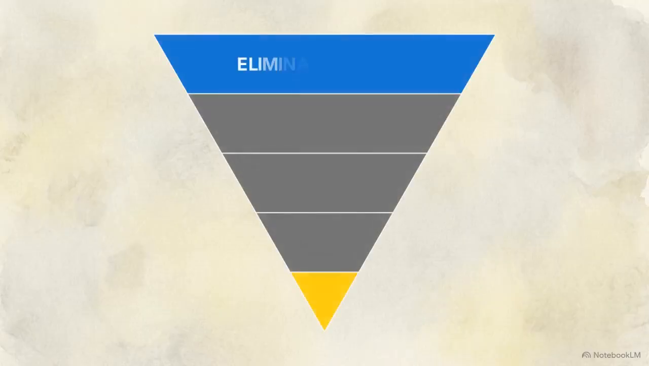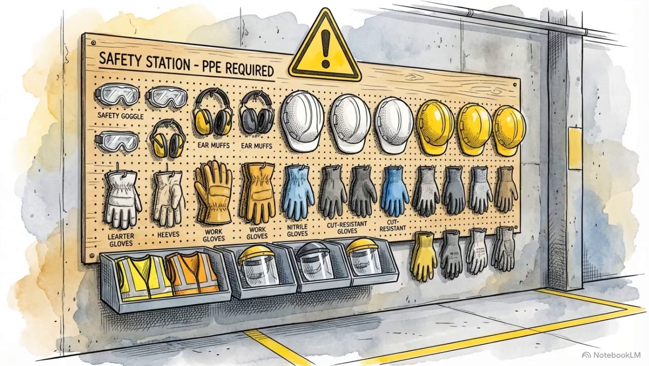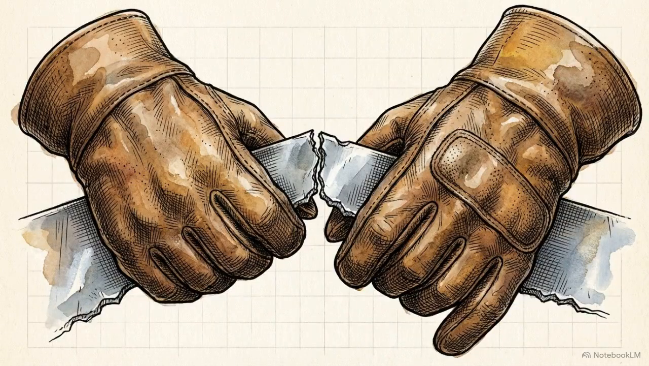This inverted triangle illustrates the hierarchy of controls. The law requires employers to eliminate hazards completely before they resort to personal protective equipment at the very bottom. When PPE is required, it must be task-specific. You use leather gauntlets for heavy cutting, not standard cotton gloves.